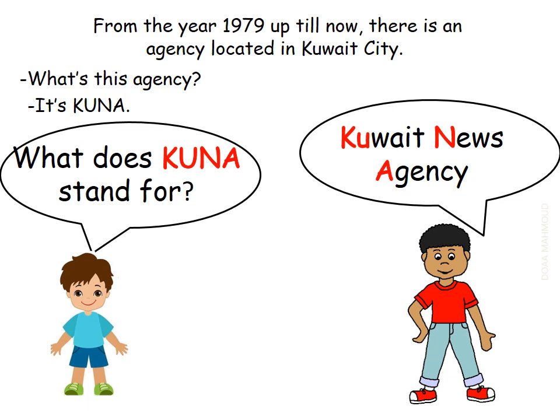From the year 1979 up till now, there is an agency located in Kuwait City. What is this agency? It is KUNA. What does KUNA stand for? Kuwait News Agency. KUNA is an abbreviation for Kuwait News Agency.